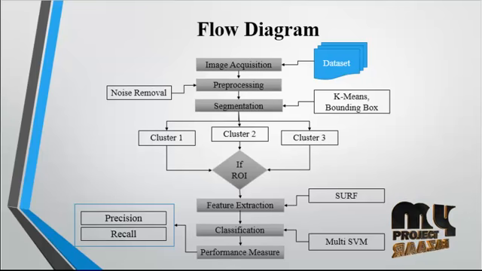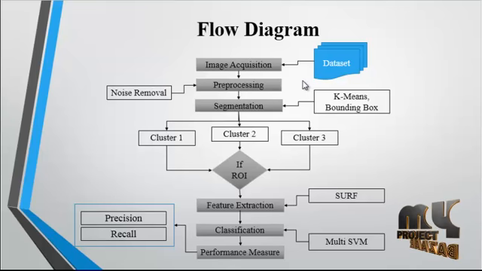Now we are going to discuss the flow diagram for the process. This is the overall flow structure for the process. At first, the image acquisition. Image acquisition is nothing but getting the input image from the dataset. The dataset is the folder which consists of several input images. After getting any one input from the dataset, the pre-processing is carried out.